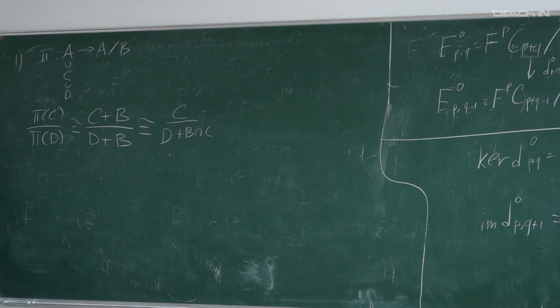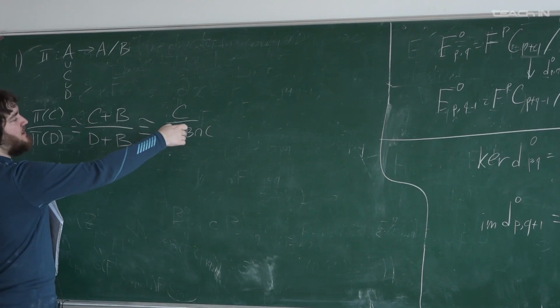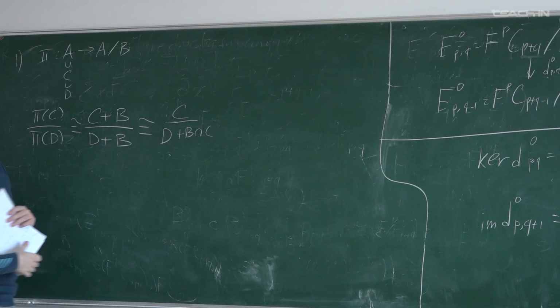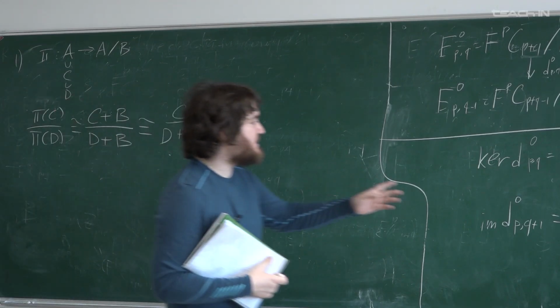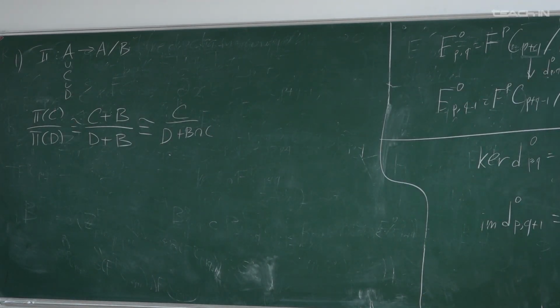It must be more or less intuitively clear. Because pi is the quotient modulo B, pi of C is C modulo B, so it's clear. Here I consider C plus B modulo D plus B. It's the same thing as C modulo D, but also modulo B, which is also in C. It's easy.